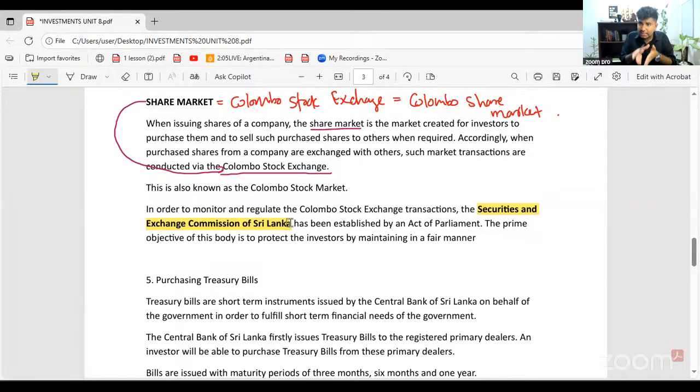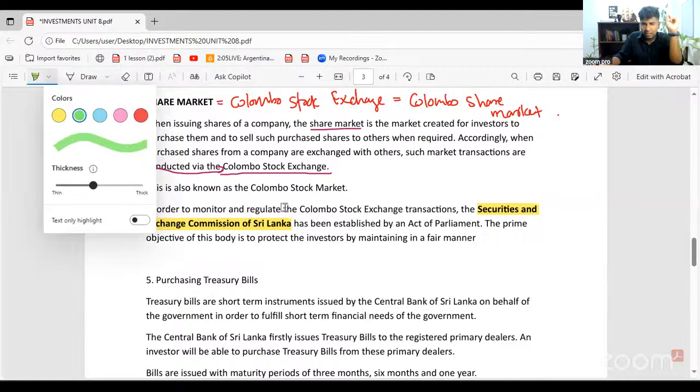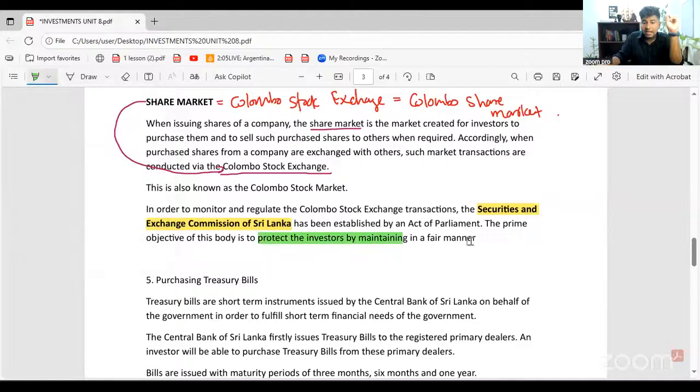This commission was established through a special law in the parliament. What is the objective? Underline that also. What is the objective of the Securities and Exchange Commission? To protect the investors by maintaining a fair manner, in order to avoid investors getting cheated. Did you all understand? In order to regulate share market transactions, in Sri Lanka there is a governmental body called the Securities and Exchange Commission.